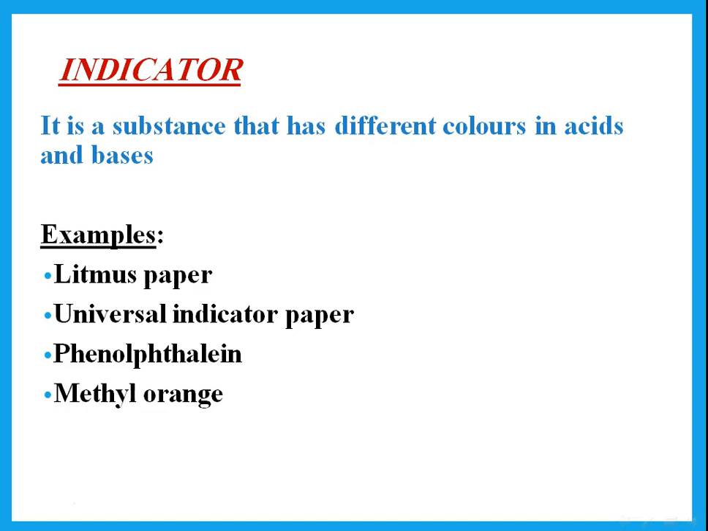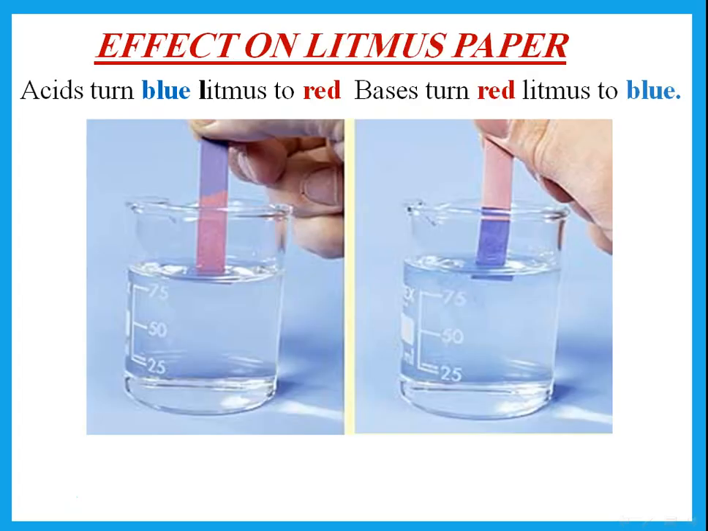So what indicators do we talk about? We have 4 indicators in our syllabus. We have litmus paper, universal indicator paper, phenolphthalein, and methyl orange. So let's take a look at this. Litmus paper is used to determine whether something is an acid or a base. It doesn't tell you whether it is strong or weak, it just says whether it's an acid or a base. It doesn't tell you what is the pH of the solution.